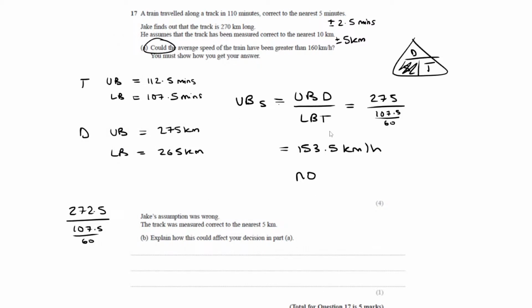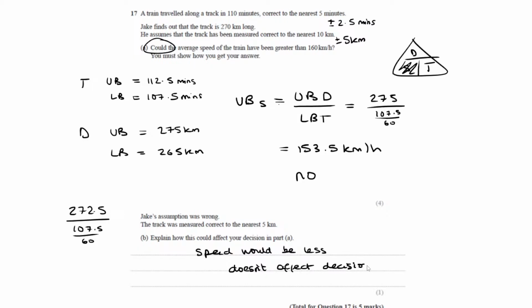Explain how this could affect your decision to part A. Well, it doesn't actually affect our decision, does it? Because the speed would be even less. So it doesn't affect our decision, does it? Because it's still not over 160. Doesn't affect decision. Something like that.